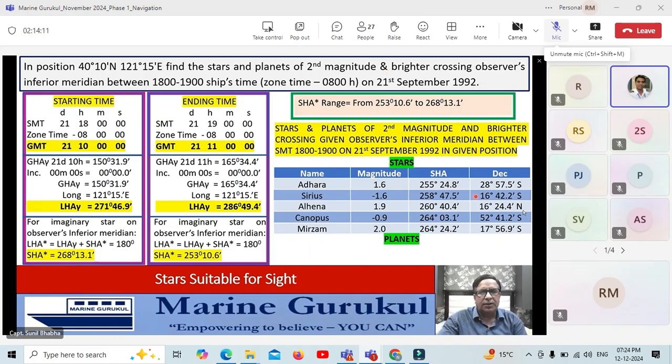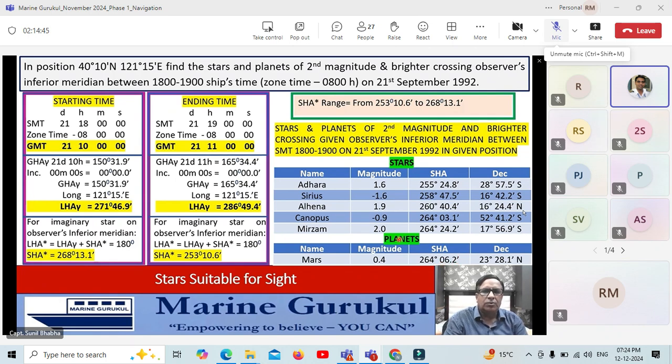So these are the stars which shall cross the observer's meridian between 1800 hours to 1900 hours ship time on 21st September for an observer in position 40 degrees 10 minutes north, 121 degrees 15 minutes east. Now we go to the daily pages of the Nautical Almanac for 21st September to see if any of the planets fall in this range of SHA. And we find that Mars has a SHA of 264 degrees 06.2 minutes, which is in this range. So Mars would also be crossing the observer's inferior meridian in the given window.